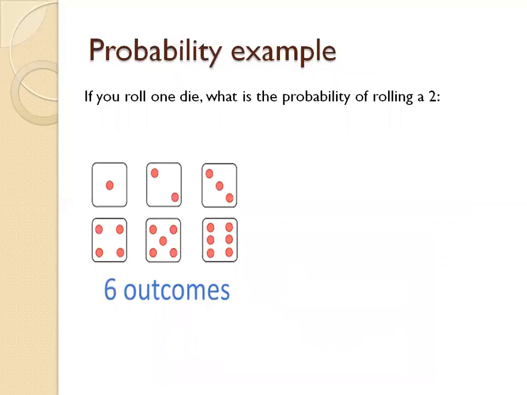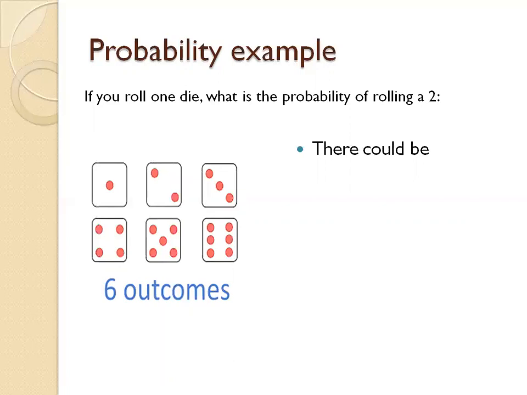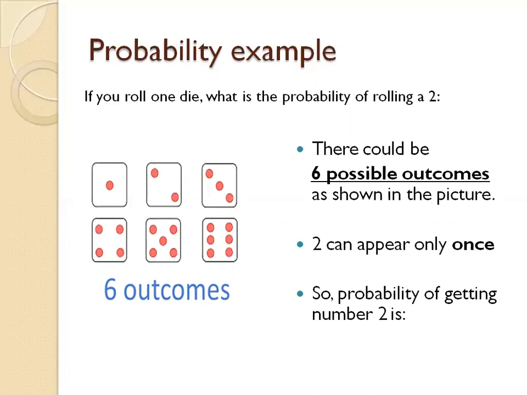So here the question is, what is the probability of rolling a 2? That means our desired result is 2. Here as you can see, 2 can happen only one time. If you roll a die, the number 2 can appear only once. There could be 6 possible outcomes as shown in the picture. When we roll a die, you can get any one of these 6 outcomes, right? And 2 can appear only once. So the probability of getting number 2 is the number of favorable outcomes, in this case 1, divided by total outcomes, in this case 6. Let's have a look. Probability of getting 2 is 1 by 6.